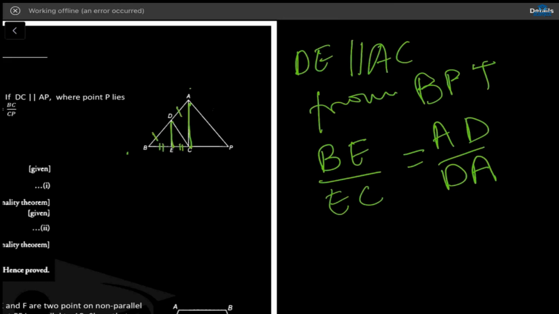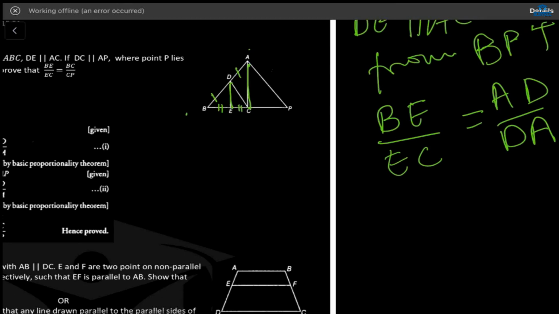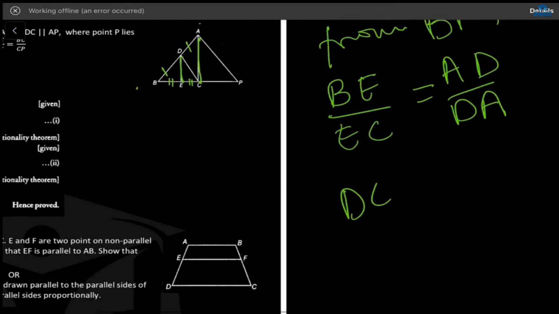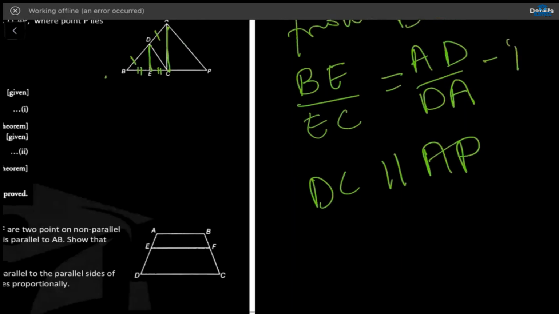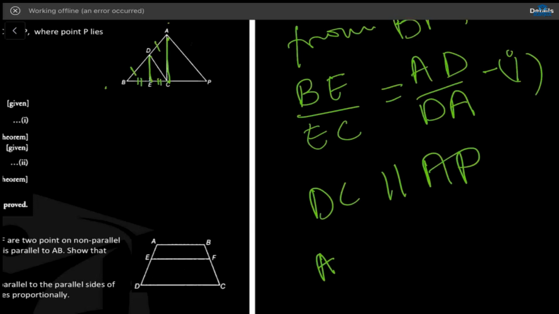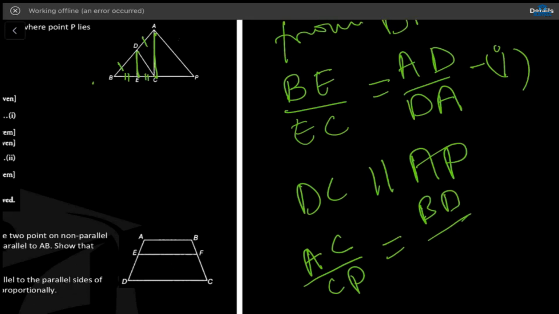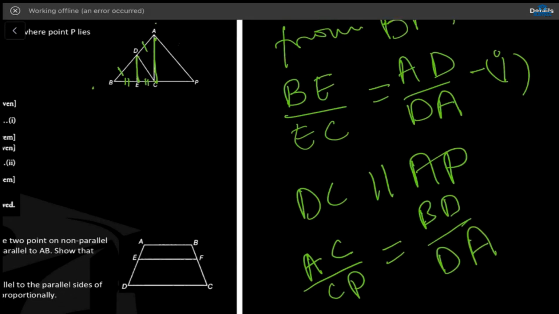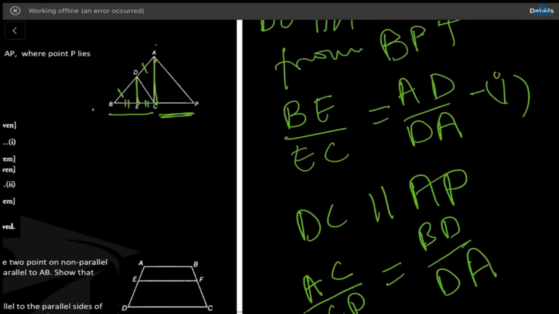Any doubt? BE by EC is equal to AD by DA. Again, it is telling you that DC is parallel to AP. If DC is parallel to AP, then again what do we get? Equation number 1, you can mark. It will be AC by CP is equal to BD by DA. How will AC by CP be equal to BD by DA? Because DC is parallel to AB.